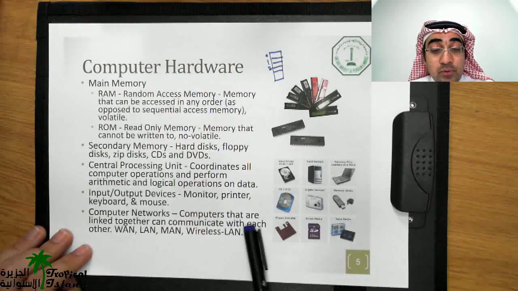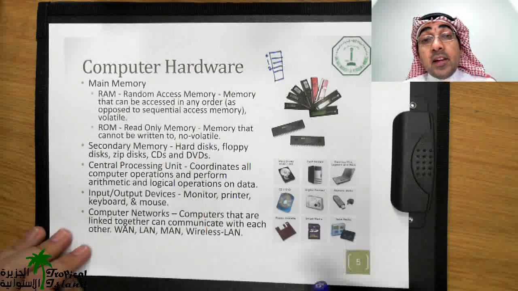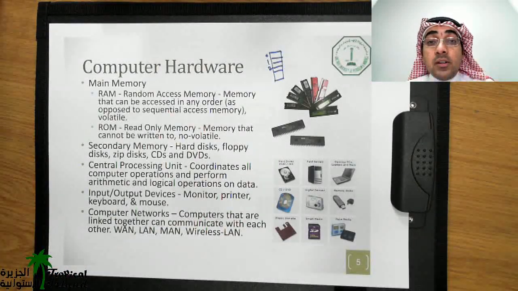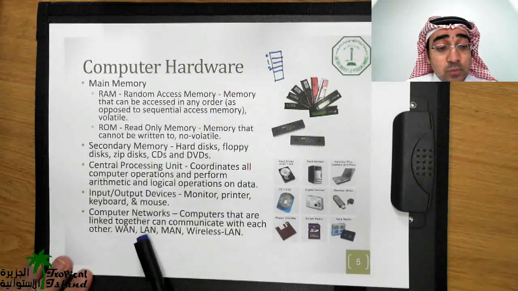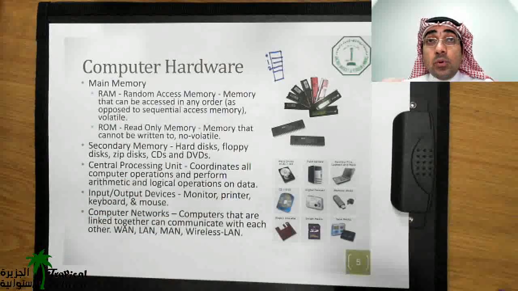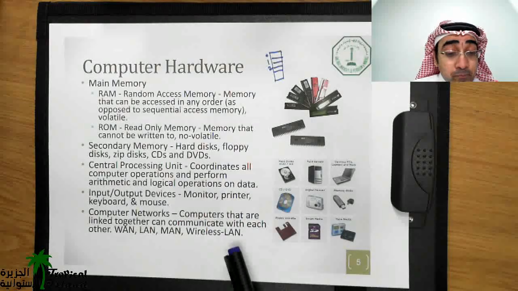Computer networks are computers that are linked together and can communicate with each other. Okay, so these are a bunch of computers, you connect them together and you can communicate with them. These are called a computer network. We have different types of computer network. We have a LAN, that is a local area network, where all the computers are in one place, like in a room or in a building or university.